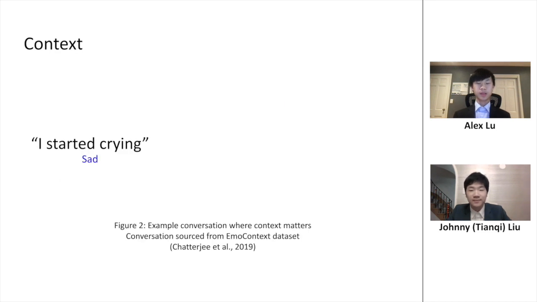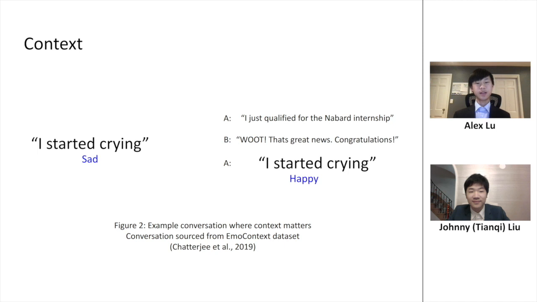One critically underrepresented aspect of text based emotion classification is the importance of context. Without context, it is easy, even for humans, to misinterpret phrases such as this for sadness, when adding context can give it an entirely new meaning. In this case, context shows that the user is crying from joy, not sadness.